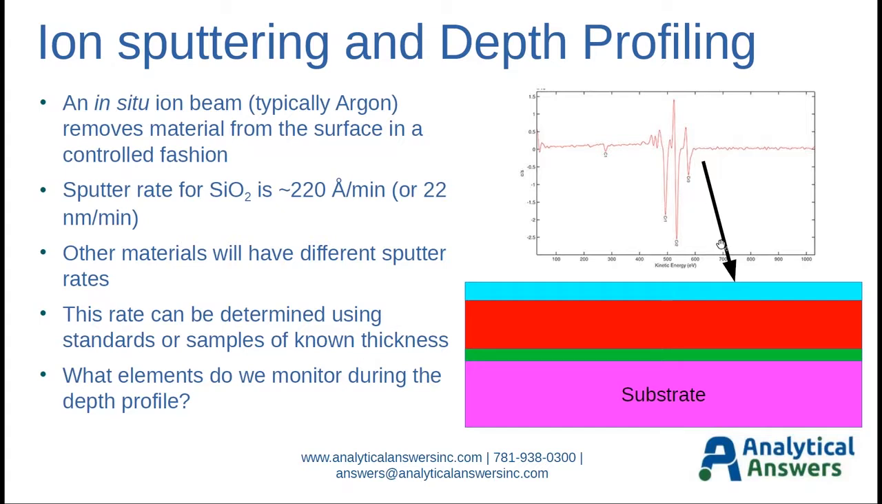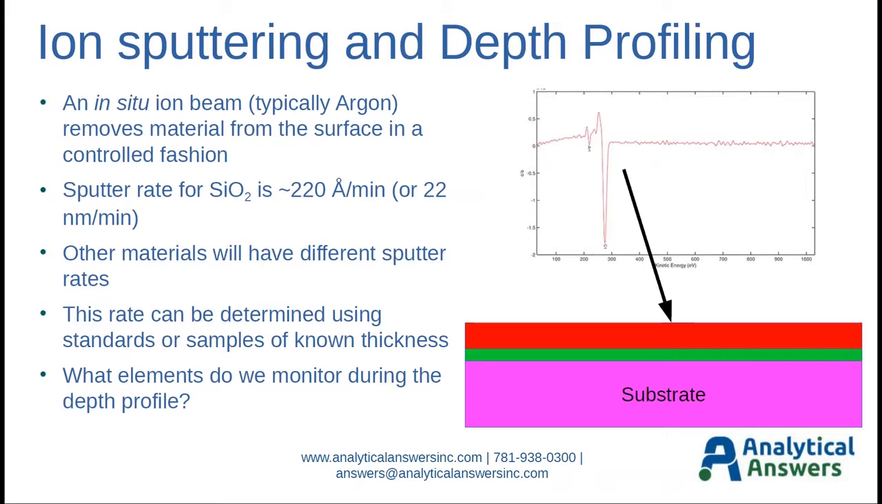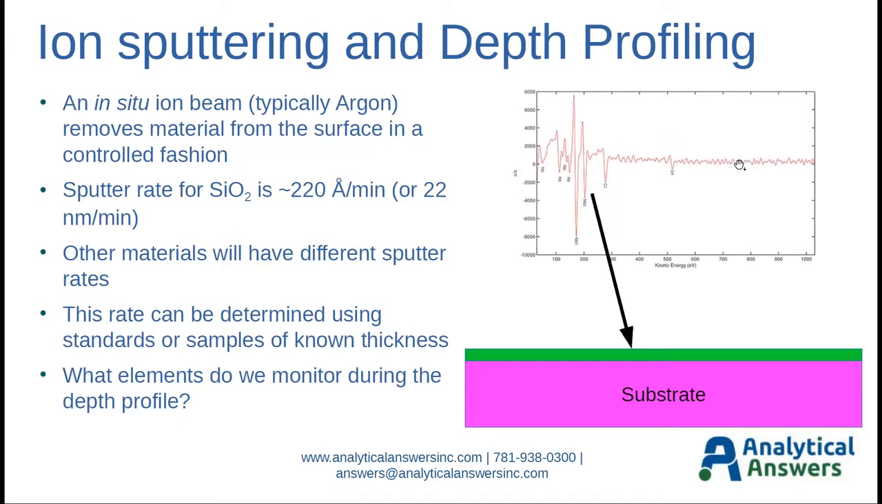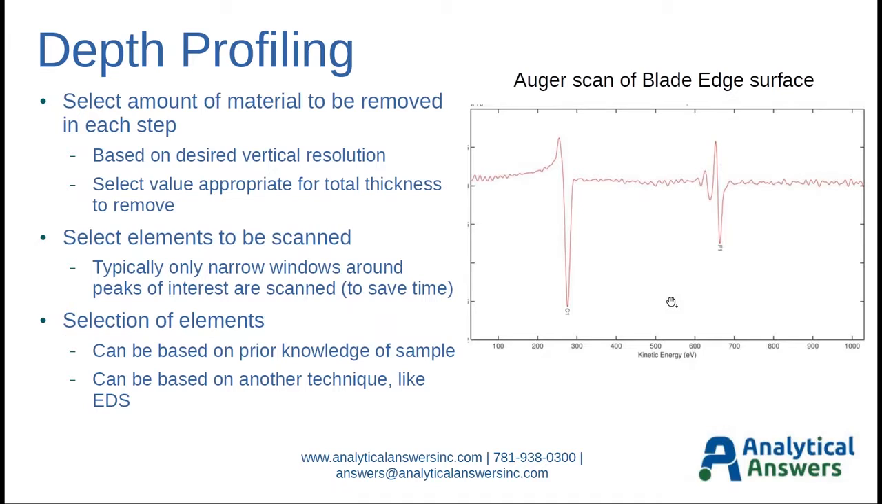And so over on the right, we see a cartoon of a sample, a substrate with a red, green, and blue coating stack on it. And we can see that when we analyze the surface, we get this spectrum here. And then we could, in theory, sputter away for some fixed amount of time, and now we'll get a different spectrum deeper into the material. And then we could sputter again and look at another scan of material and analyze each of those layers. But the problem is you don't know what elements are down there until you get there. So we'll talk about how you can get a leg up on that in a minute.